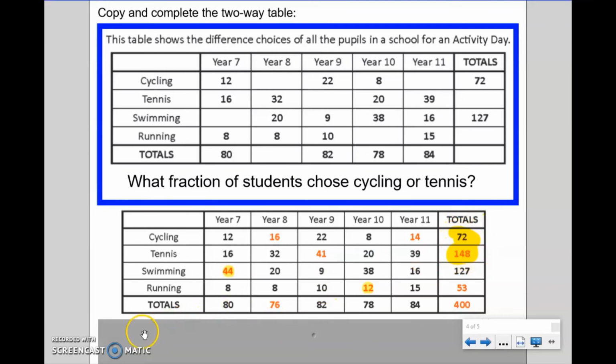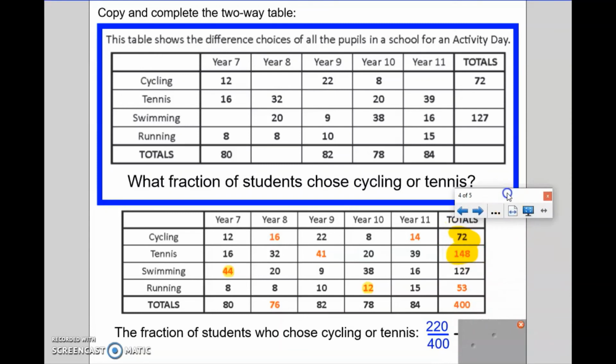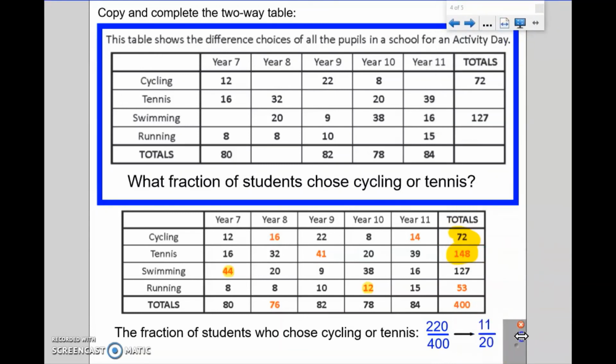If I want to present that answer as a fraction out of 400, because remember 400 students took part in the activity day, the fraction of students who chose cycling or tennis would be 220 out of 400. These two combined give me 220, my numerator. And of course, if we can, we would simplify the fraction down, 11 over 20. Okay, so that's a slightly more complex two-way table, but yours should look like the two-way table on the screen here.